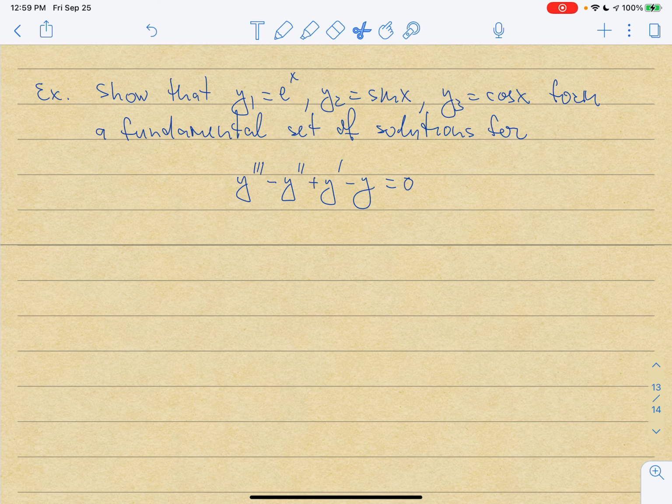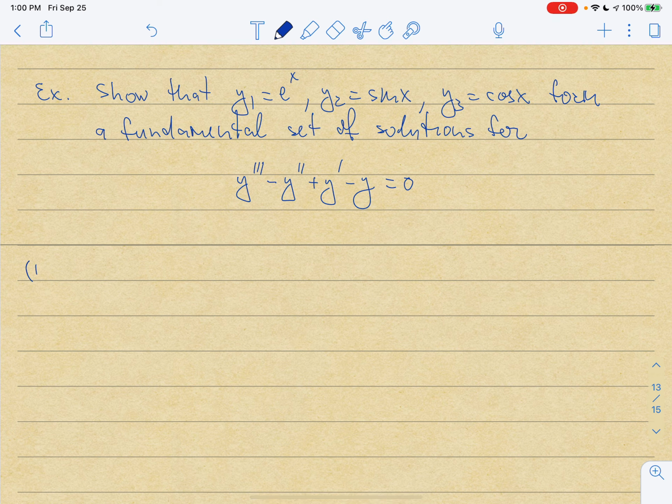We continue an example of what we studied last time. An example is this. I am given three functions, e to the x, sine x, and cosine x, and I want to verify that these functions form a fundamental set of solutions for the ODE shown in here. So the answer then involves two steps.